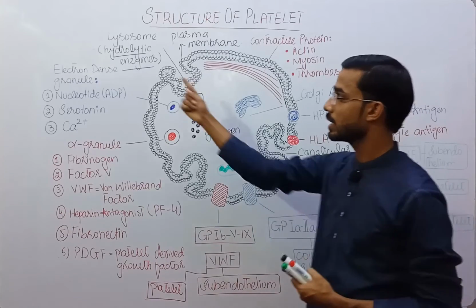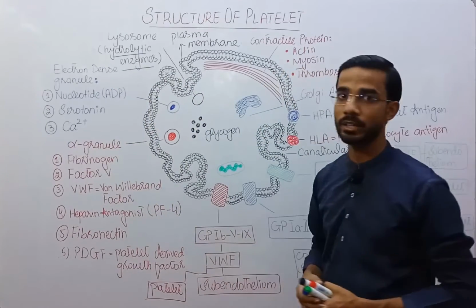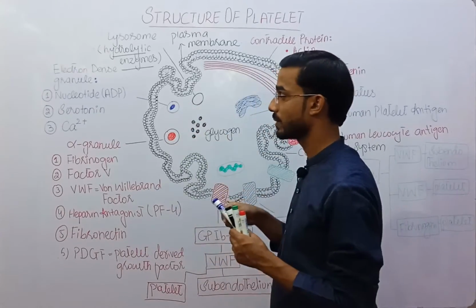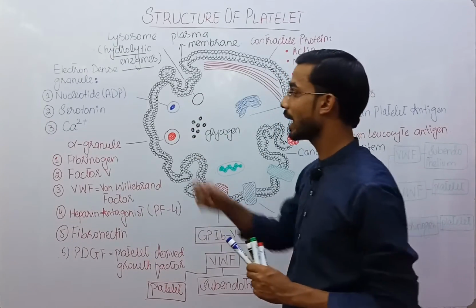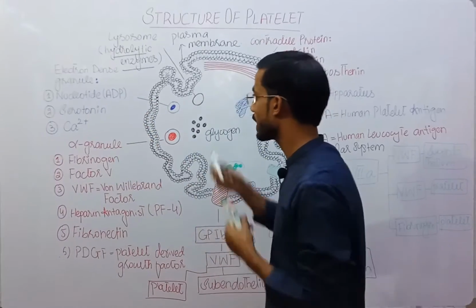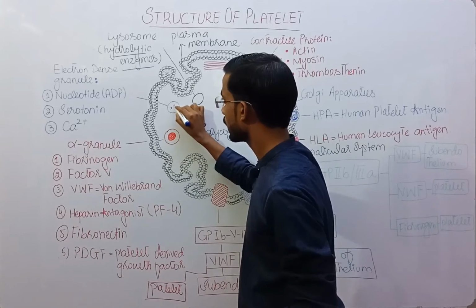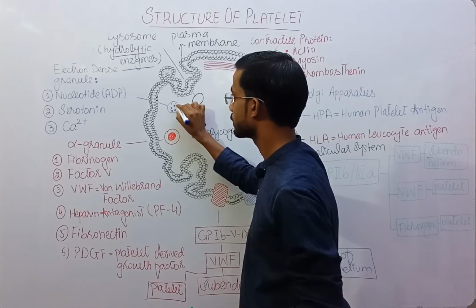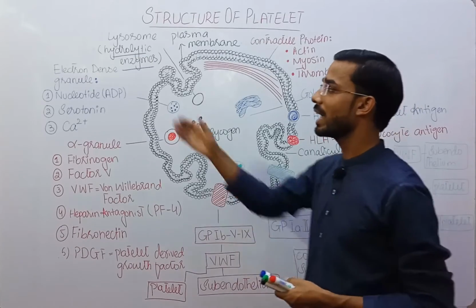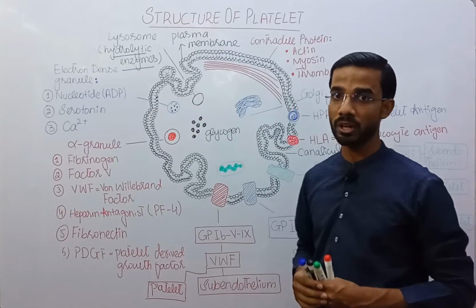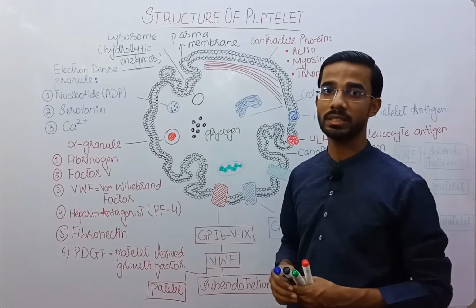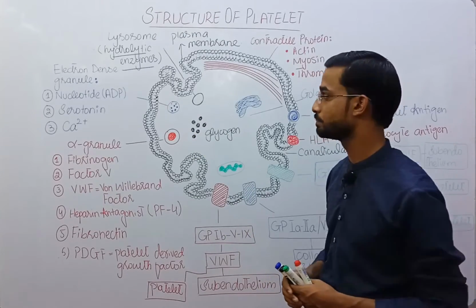Second one is the electron dense granule. This is basically a granule, and components like nucleotide, ADP, serotonin, and calcium are present in it in different forms. This is the electron dense granule, and they have several different functions in clotting. We will discuss them in coming videos.